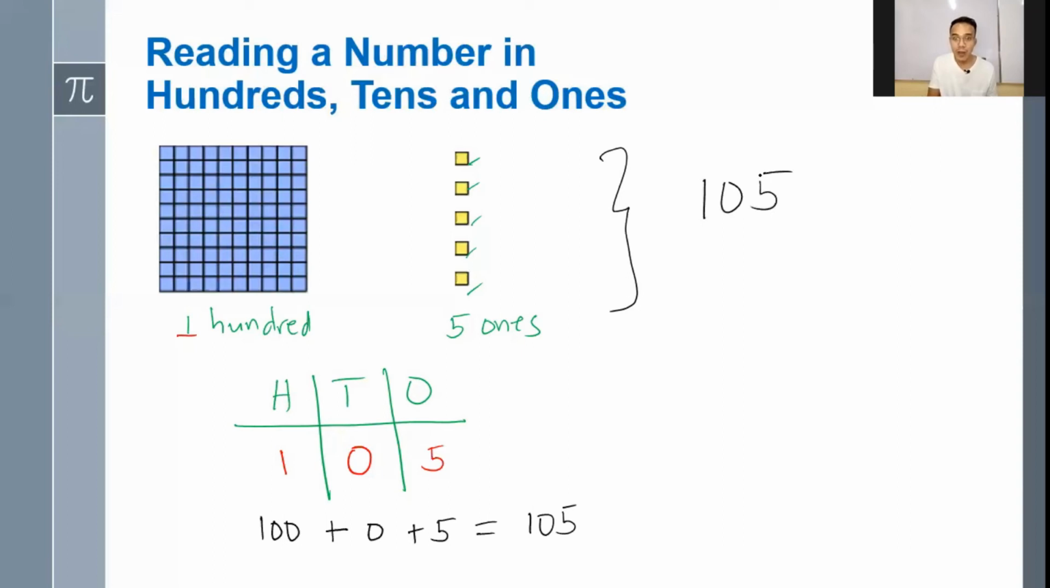And how do you write 105 in words? We have 105. So 105. Okay?